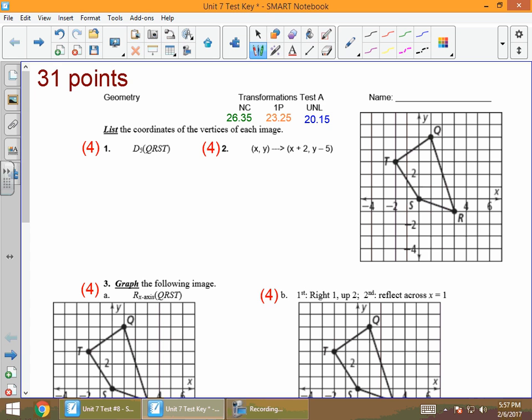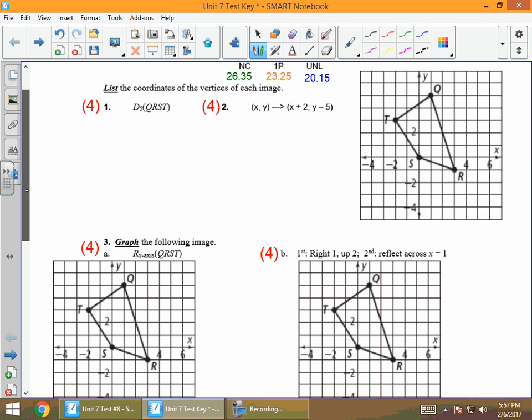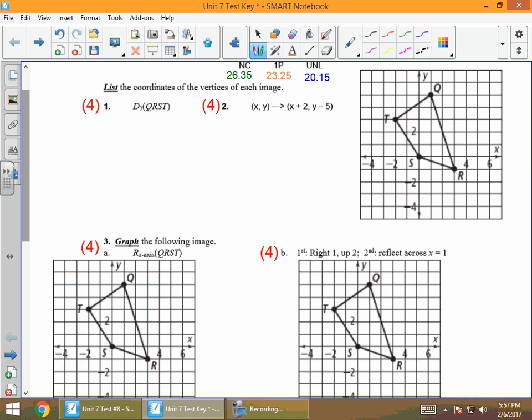If you used a note card there in the middle, you can see in green, the highest you could have scored was a 26.35. If you used a page, you could have scored 23.25. And if you went unlimited notes, you could have scored up to a 20.15. As I said in class, I was pretty happy all in all with how we did on this test. So without going too much into detail about the test as a whole, let's jump right in and take a look at some of the problems.